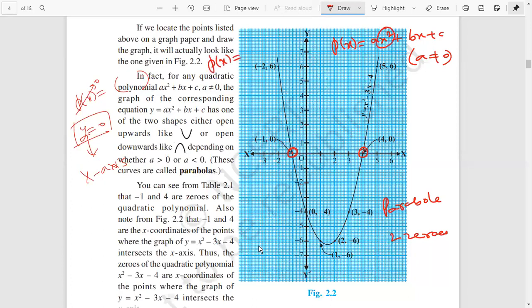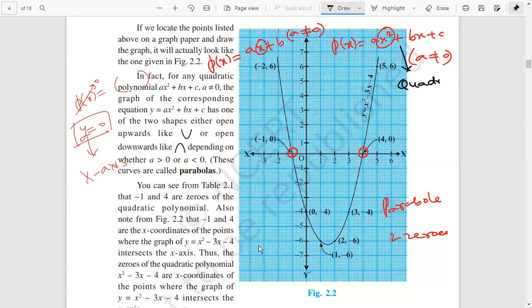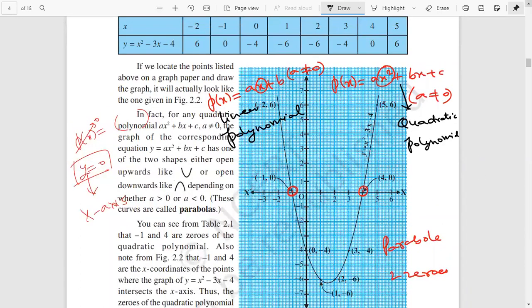Suppose we have a simple straight line equation, again with a not equal to 0. So degree 1, because the power of x is 1. Degree 1 means linear graph. Here degree 2, that means this is a quadratic polynomial, correct? And this will be a linear polynomial, because the degree is 1, correct?